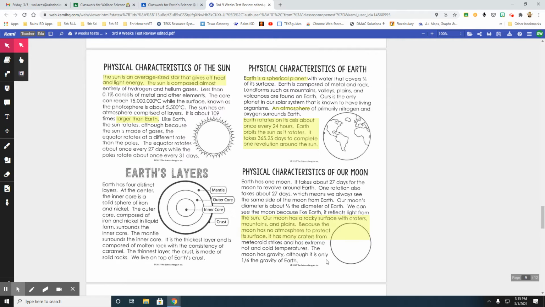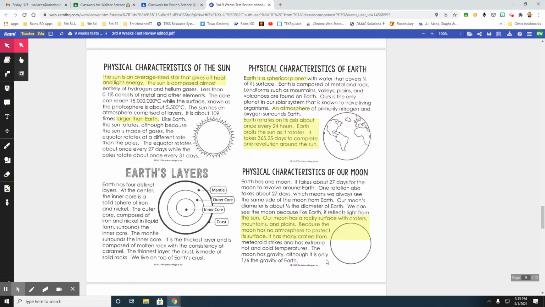Let's talk about the moon. We know the moon is a natural satellite of Earth. Our gravity is holding the moon in its orbit. We know that about 50 moons could fit inside the Earth, and it only has 1/6 of our gravity. So less gravity than Earth, but I wouldn't just float away completely.